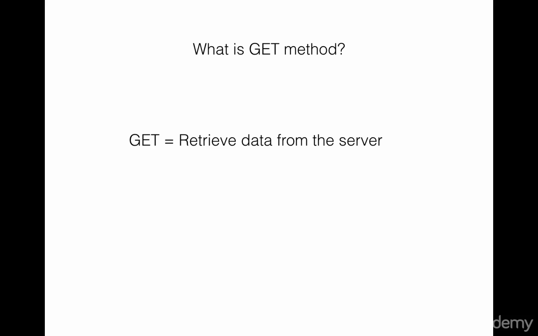What is the get method? Get is basically retrieving data from the server. So when you go to google.com, the Google server will search for the particular URL or address and will serve you back the appropriate page, which is the nice and clean Google page. So just remember, get is equivalent to retrieving data from the server.